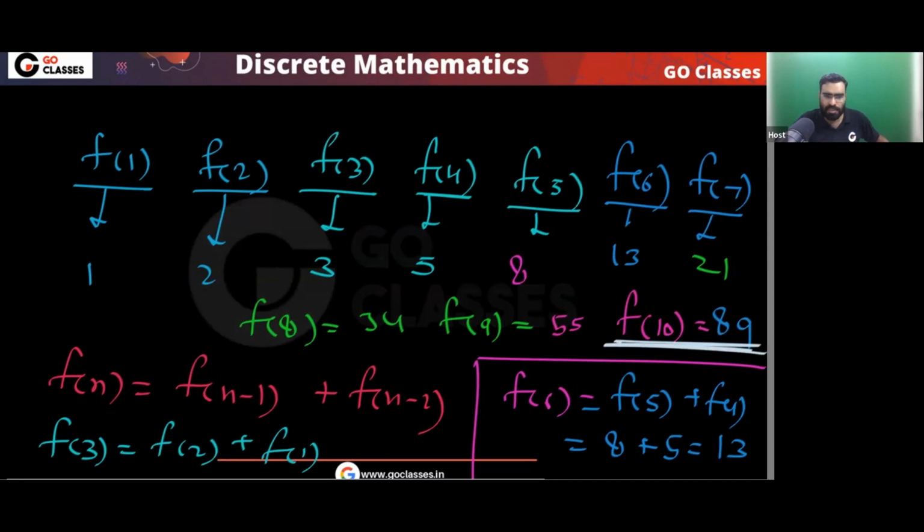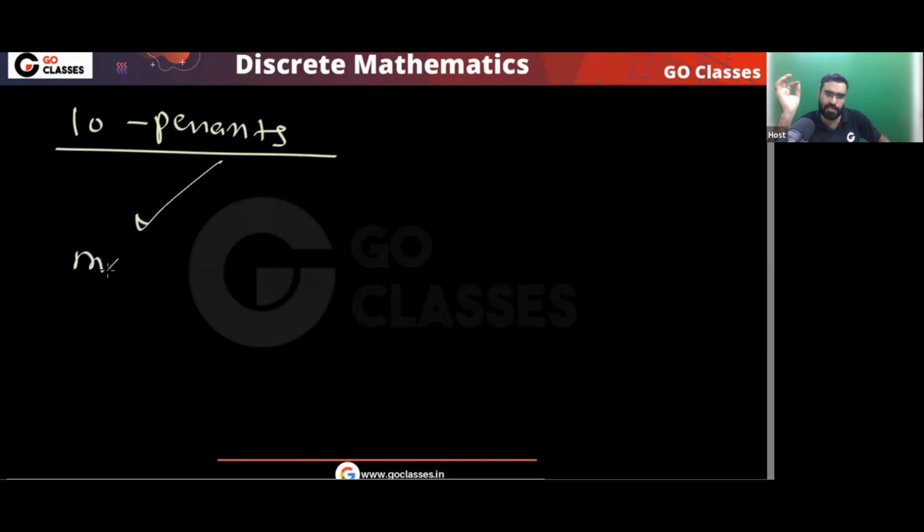So we have seen two methods, method number 1 and method number 2. Tell me, which method did you like? For this question, how to find 10 pennants, we have seen a total of two methods. Method number 2 means using the recurrence relation.